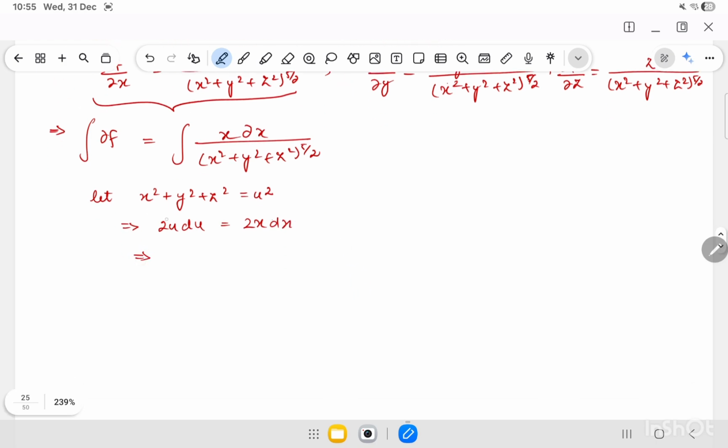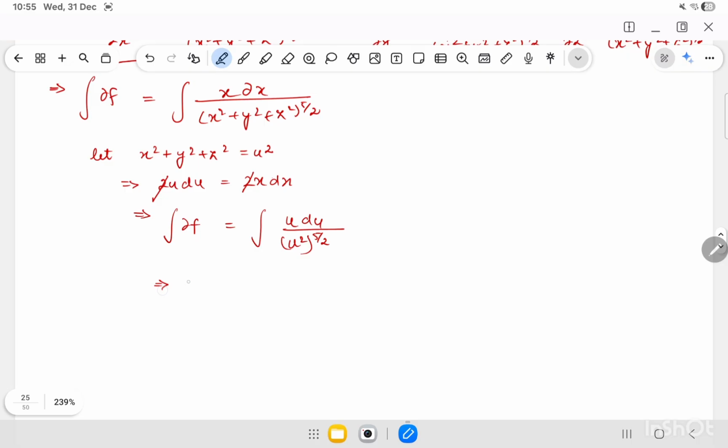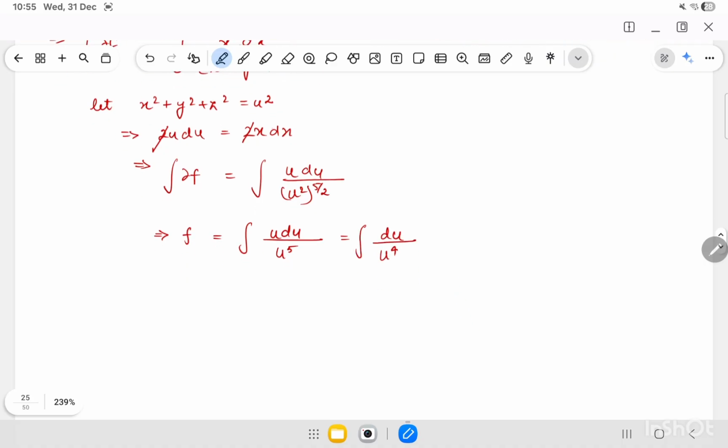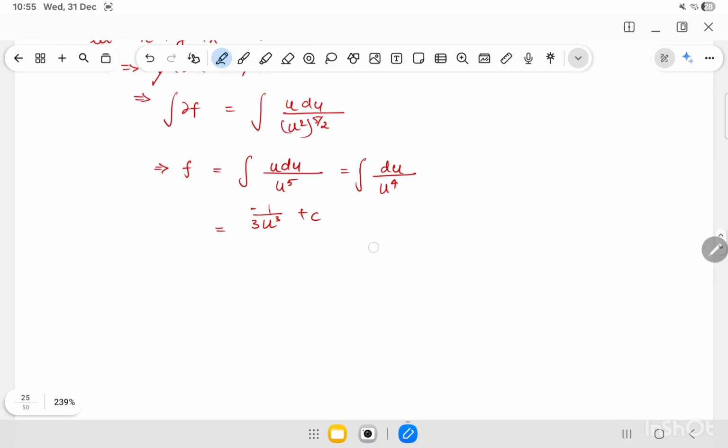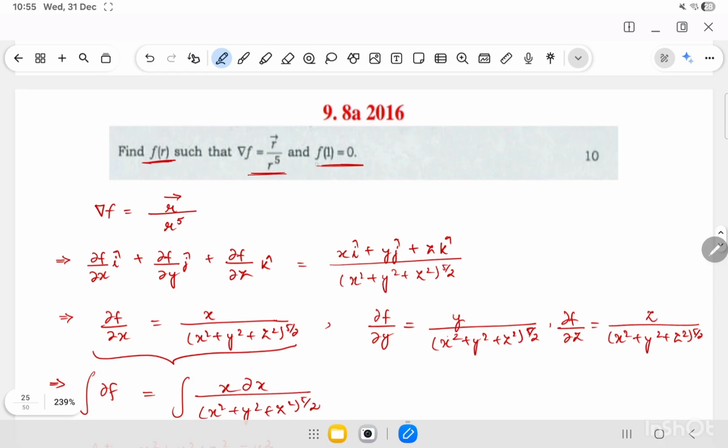So from here this 2 can be balanced by this one, so integration del f is equal to integration u du divided by u square raised to 5 by 2, from where we'll get f equal to integration u du divided by u raised to 5, which is equal to integration du divided by u raised to 4. And if I integrate it, it will be equal to 1 divided by 3u cube, with minus 3, plus c.